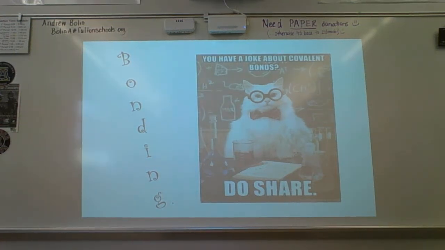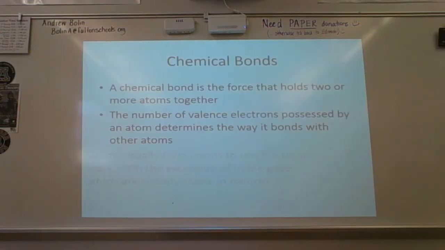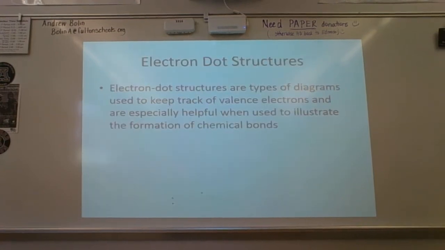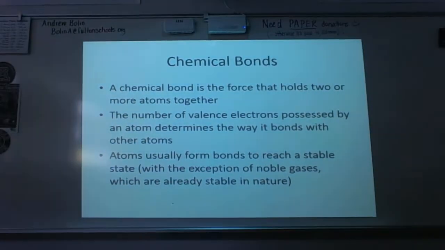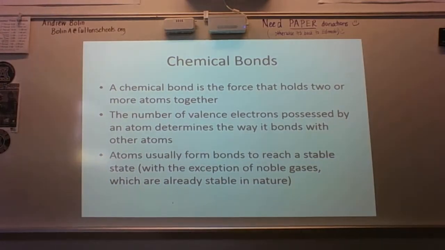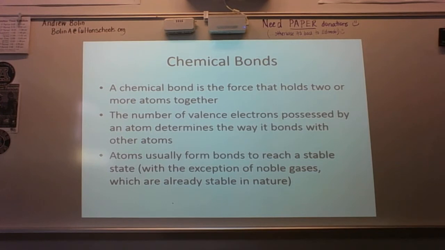Alright, so bonding today. We have different types of bonds. So first thing, a chemical bond is the force that holds two or more atoms together. This chemical bond is that attraction, so it's that force that's pulling them and holding them together. The number of valence electrons possessed by an atom determines the way it bonds with other atoms. So here is where you're going to need to become very familiar with how to find valence electrons.